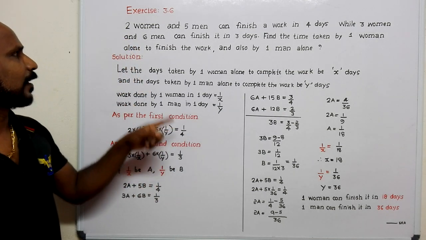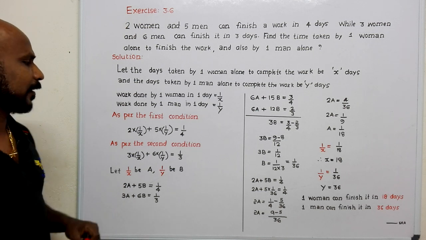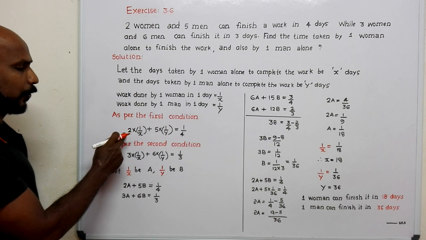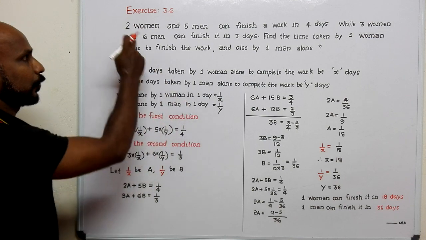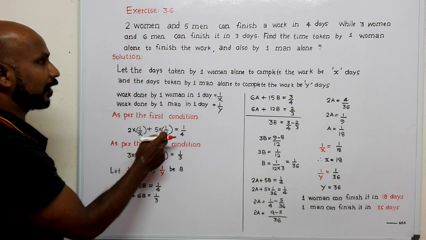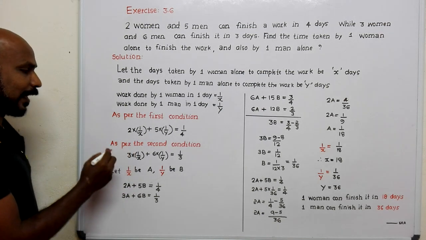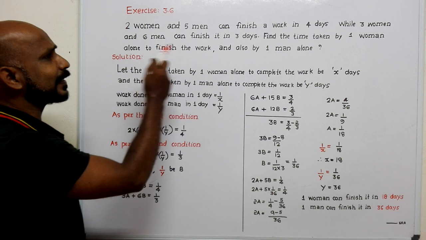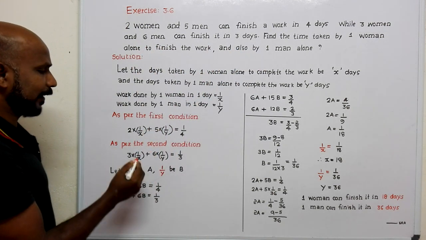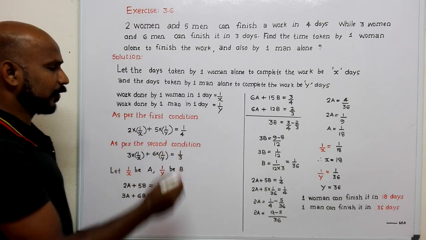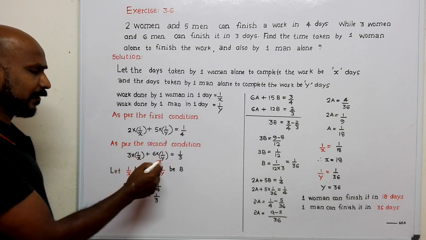As per the first condition, 2 women and 5 men can finish the work in 4 days. It means in 1 day, 2 into 1 by x plus 5 into 1 by y equals 1 by 4, because it is the work of 1 day. As per the second condition, 3 women and 6 men: that means 3 into 1 by x plus 6 into 1 by y equals 1 by 3. So we have 2 by x plus 5 by y equals 1 by 4, and 3 by x plus 6 by y equals 1 by 3.